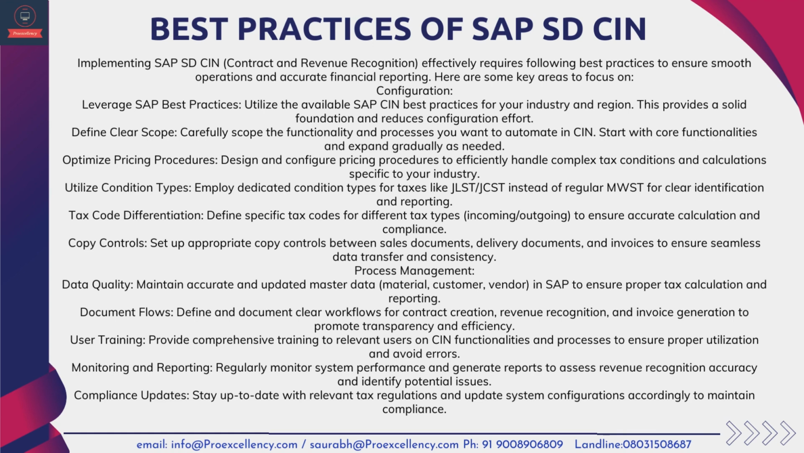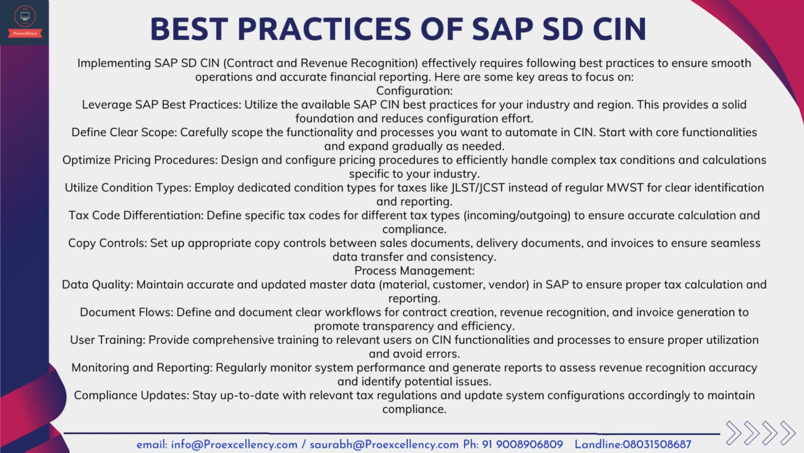Here are some key areas to focus on. Configuration. Leverage SAP best practices. Utilize the available SAP CIN best practices for your industry and region. This provides a solid foundation and reduces configuration effort. Define clear scope. Carefully scope the functionality and processes you want to automate in CIN. Start with core functionalities and expand gradually as needed.